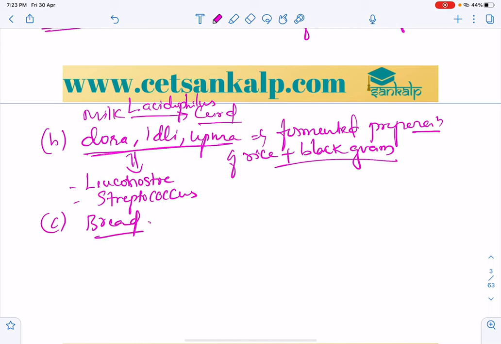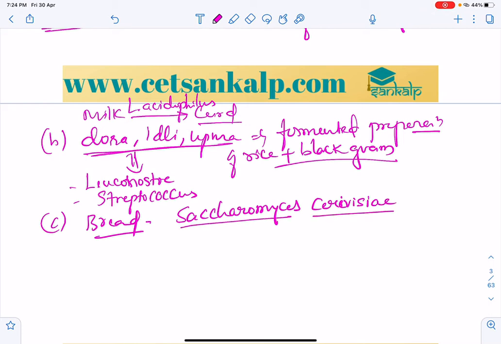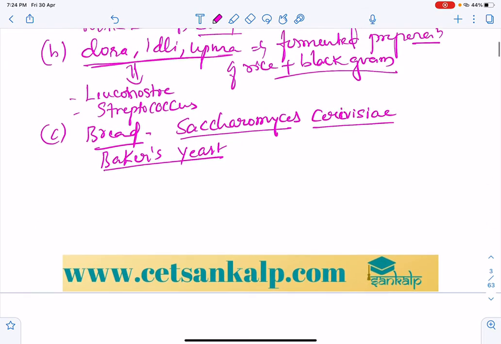So next, the bread. We have studied that in bakery items, Saccharomyces cerevisiae is used to obtain bread. That is baker's yeast.